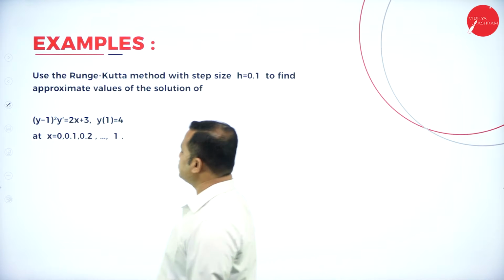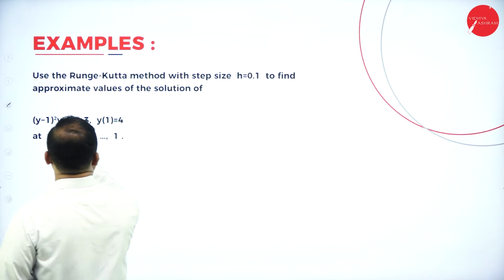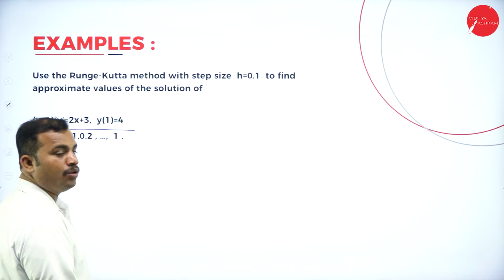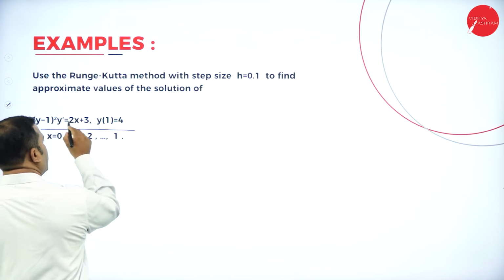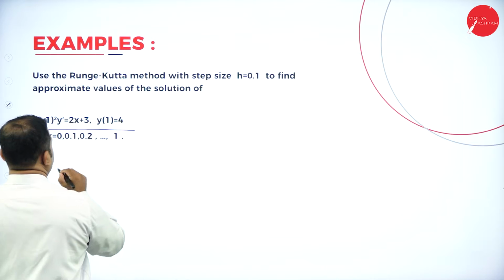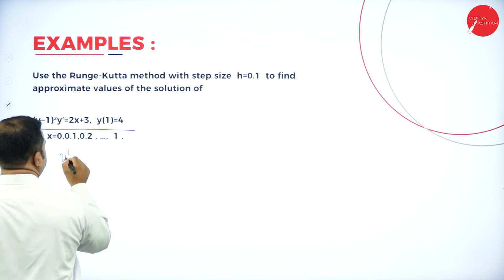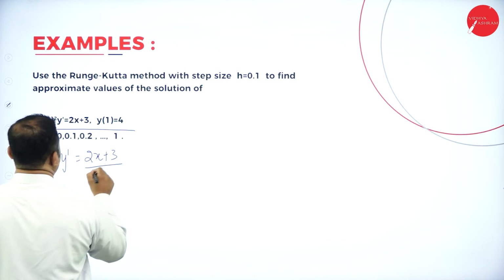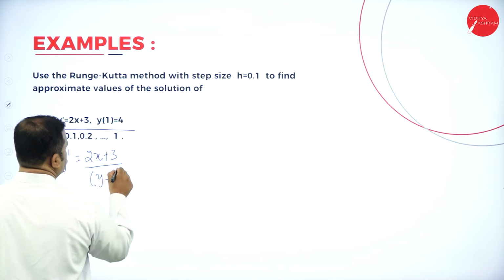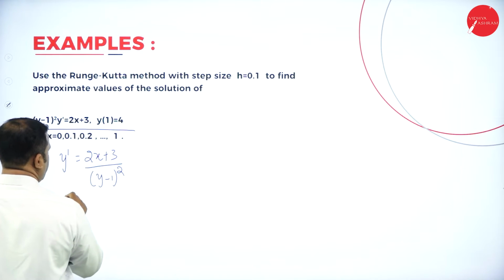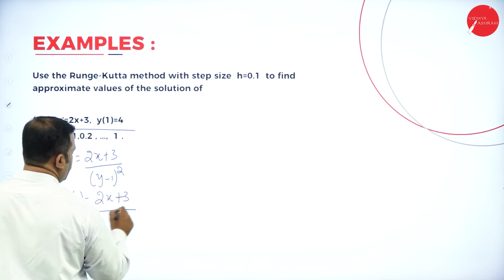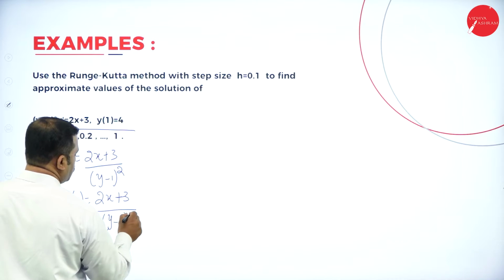Let us consider the equation (y minus 1) whole square into y dash is equal to 2x plus 3. If I simplify this, y dash is equal to 2x plus 3 divided by (y minus 1) whole square. This is the y dash. That means f of x is equal to 2x plus 3 divided by (y minus 1) whole square.